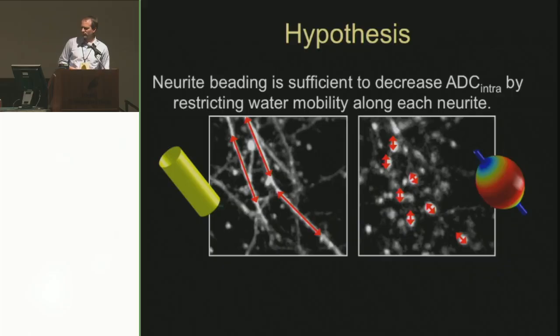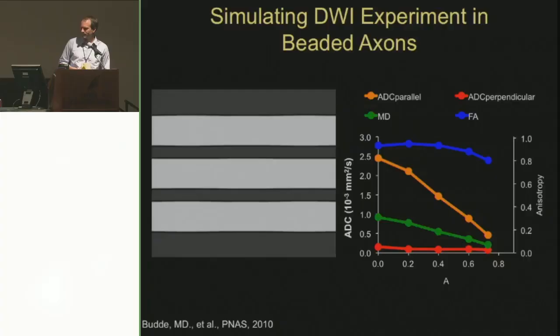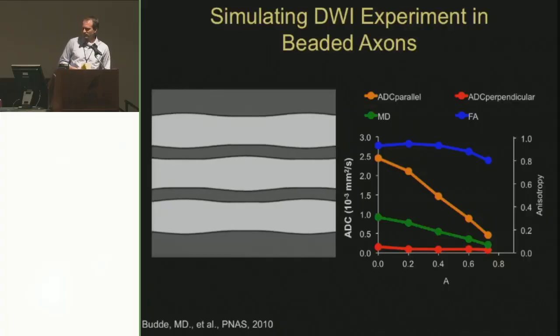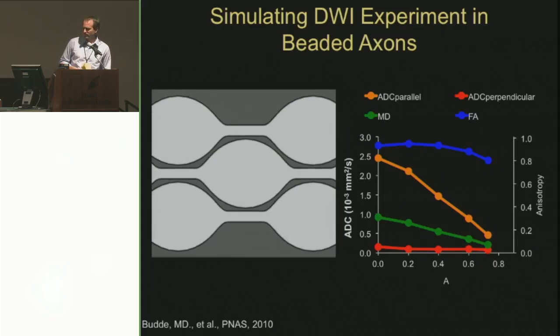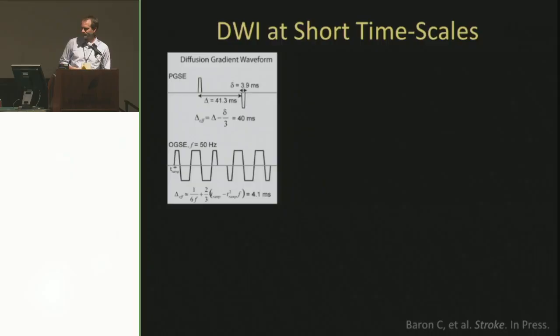So my question here was, is this neurite beading at the root of the cause of the change in cerebral ischemia? And so for that, this was modeled as axons undergoing this beading process. And basically what we showed here was that the diffusion parallel to the axonal fiber decreased dramatically, which led to a decrease in mean diffusivity, although the diffusion perpendicular to the fiber didn't change much.